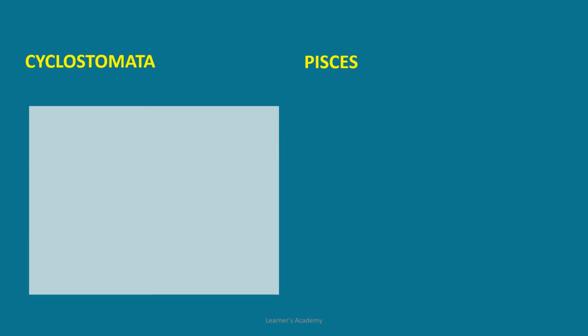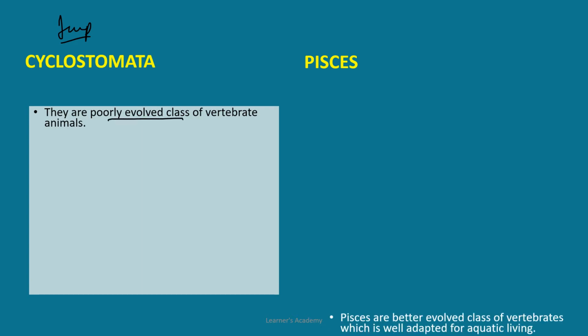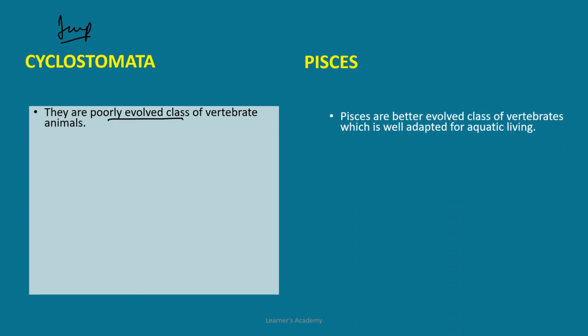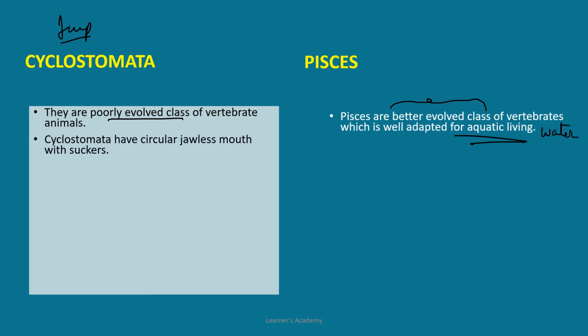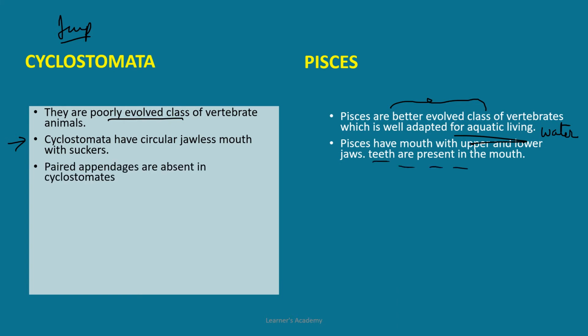The difference between Cyclostomata and Pisces. This is a very important difference. Cyclostomata are a poorly evolved class of vertebrate animals, whereas Pisces are a better evolved class of vertebrates which is well adapted for aquatic living, that is in water. Cyclostomata have a circular jaw-less mouth with suckers, whereas Pisces have a mouth with upper and lower jaws, and teeth are also present in the mouth.